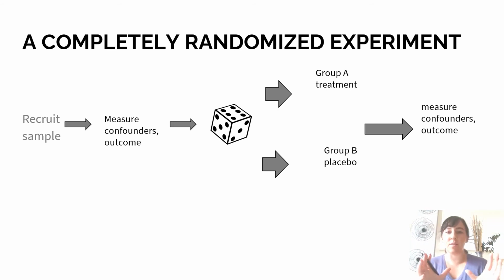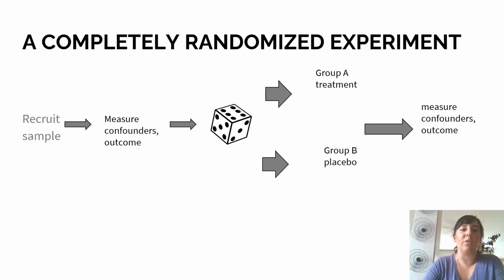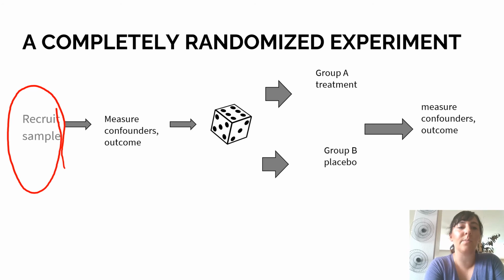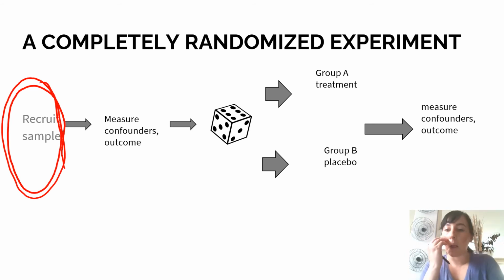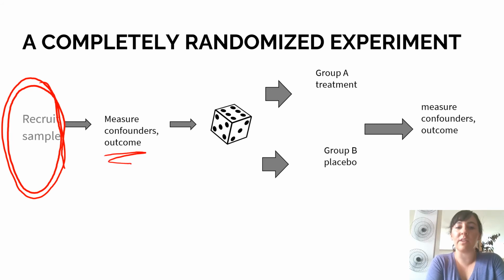So I developed this little concoction of a chart, so hopefully it helps you get a better visual of what's going on. Let's say you want to do a randomized experiment, and you already picked out your population, you recruited your sample, you're good to go. You have the group of people ready to participate in your experiment, okay? So next, you're going to measure your confounders and your outcome.